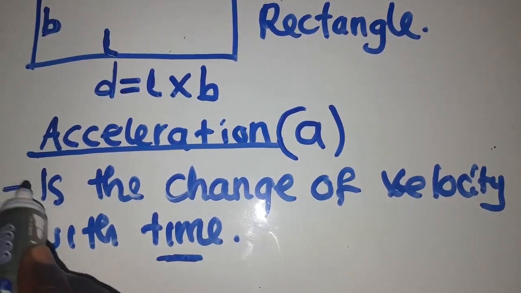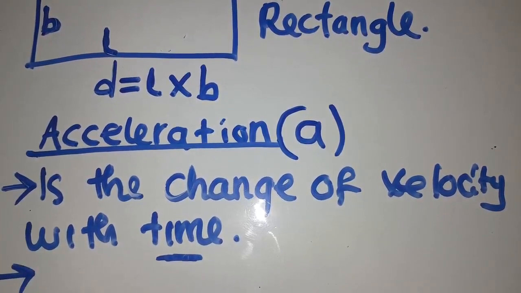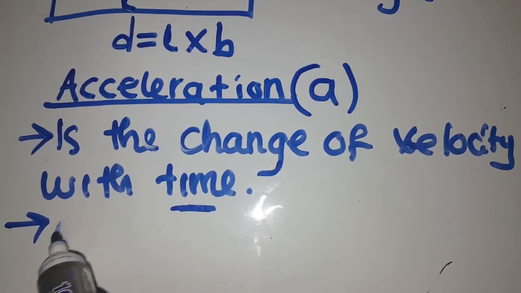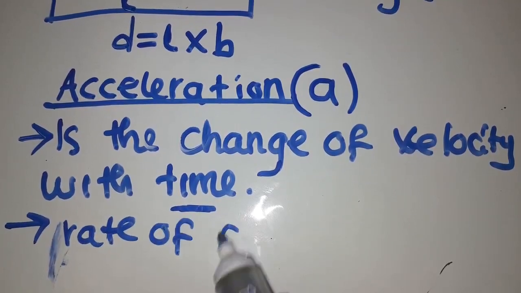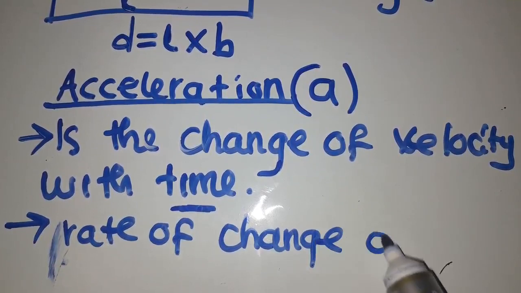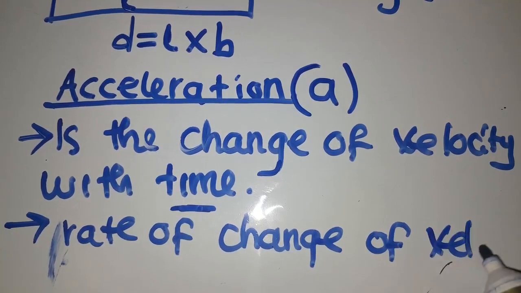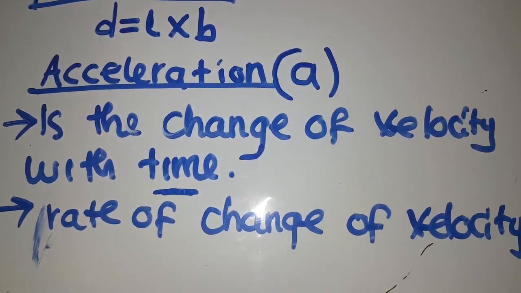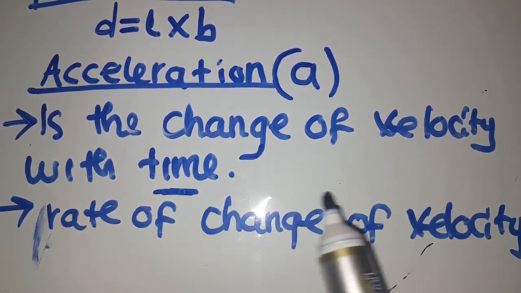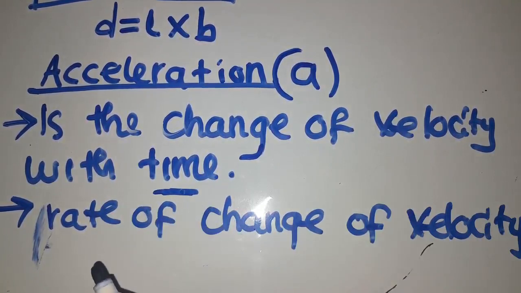So I'll write it for the sake of revision. Someone can say, I didn't get that clearly. So the other one is the rate of change of velocity. These are the two definitions that you need to know. If you put the rate, no need of putting time. So acceleration is the change of velocity with time, or you can say it is the rate of change of velocity.